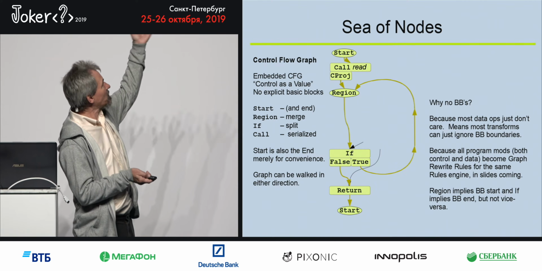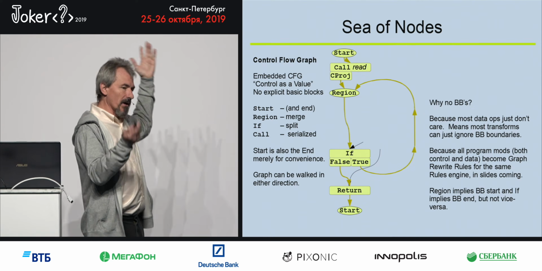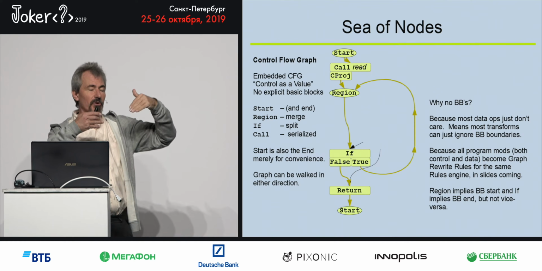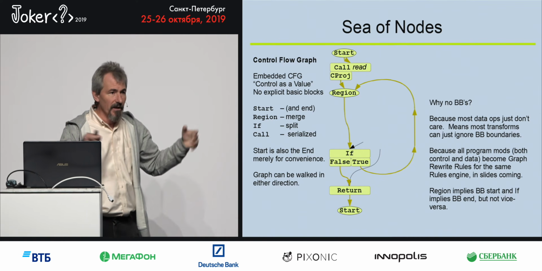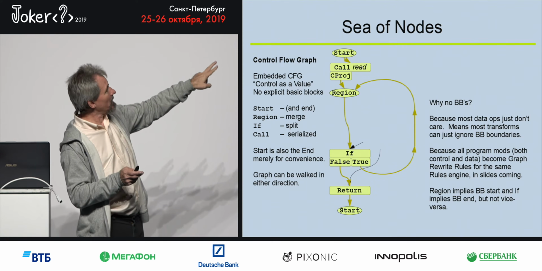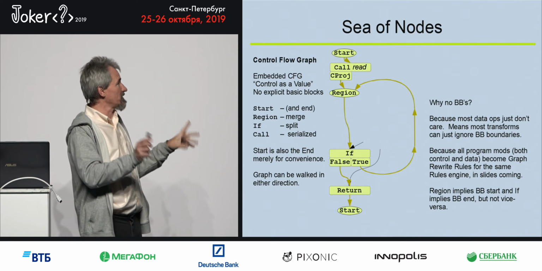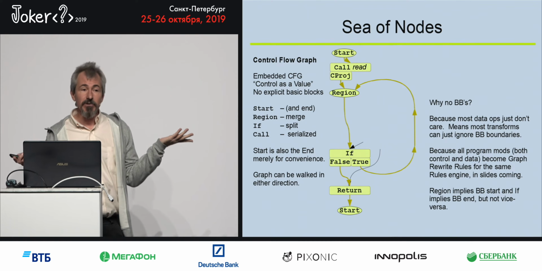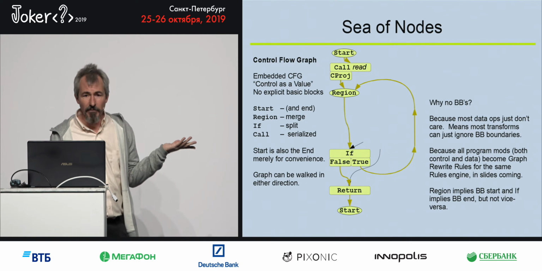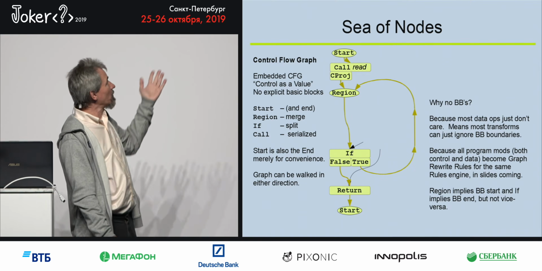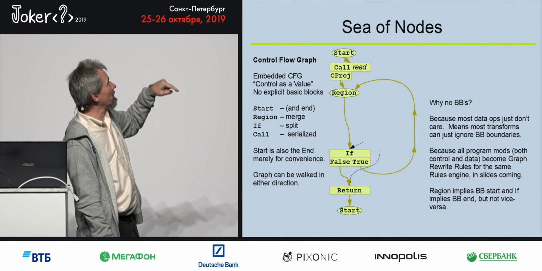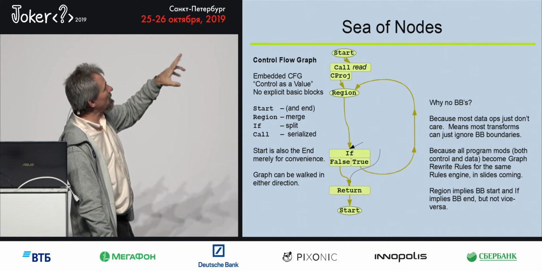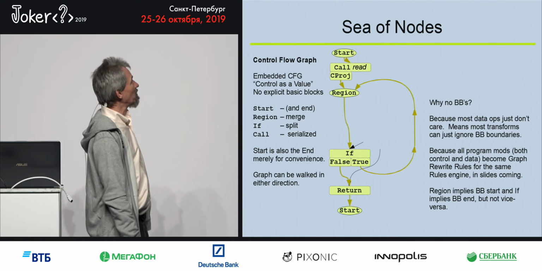So I have a start, which is where the program or the compilation unit begins. There are regions for merging control that has been split somewhere else. There's an if for splitting control. You can see the yellows coming out of the if. There's 2, so it has split from 1 coming in, 2 going out. There's a call, which is serialized. There's this funny C proj I'm going to cover in a minute. And so the control on a call just comes in and goes out, and it forces it to be serialized. And so there is a CFG that can be picked out directly, but there are no basic blocks in here.